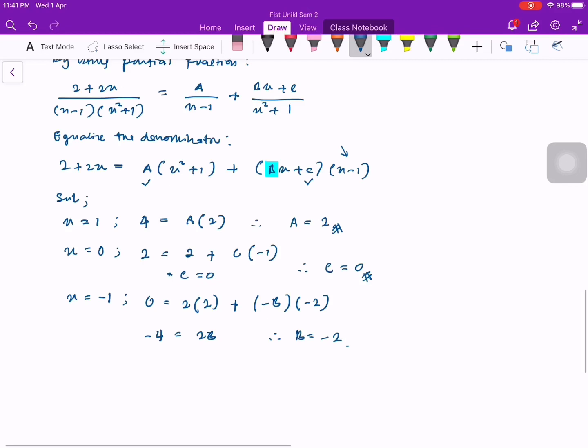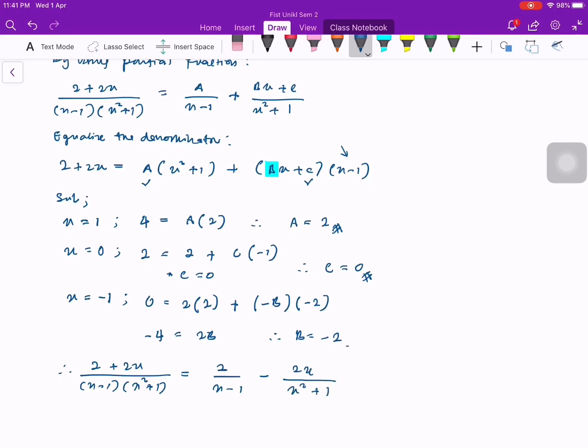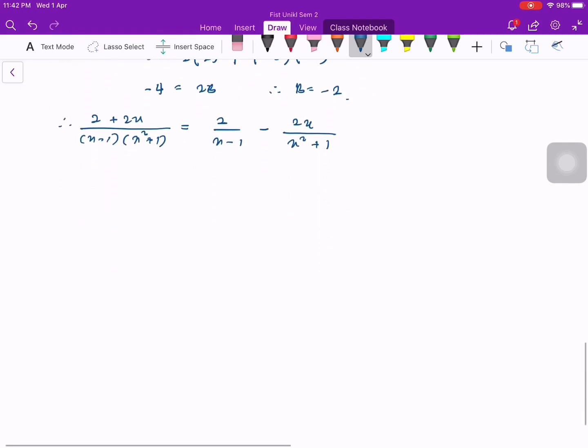Then kita masukkan balik dalam partial fractions. So therefore kita akan dapat 2 plus 2x over x minus 1 times with x squared plus 1. And our partial fraction is A is 2 over x minus 1. Okay, then we are going to have minus 2x, okay, minus 2x plus 0. So kita tak tulis plus 0. So kita tulis 2x divided by x squared plus 1. Okay, alright, so now we have this one. Okay, now we proceed with integration.